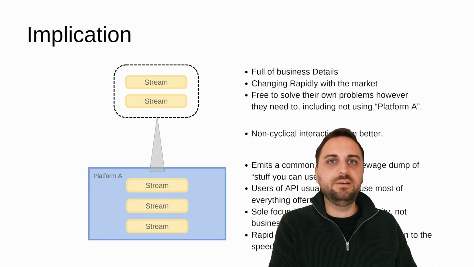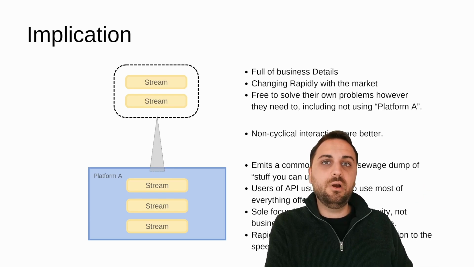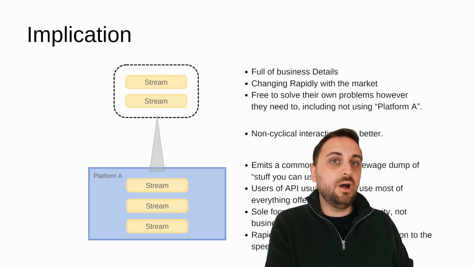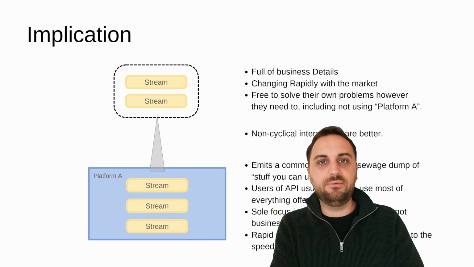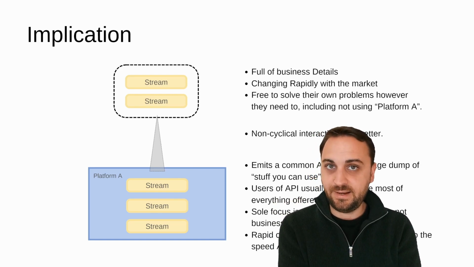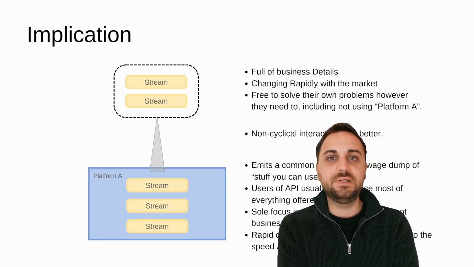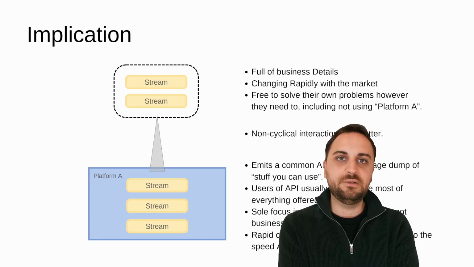So implications, right? Teams at the top focus on business details, change rapidly with the market, free to solve their own problems however they need to, including not using, and I've drawn here, platform A. So if they choose not to use platform A, they have the liberty to do that. And this is very hard for a lot of executives and directors and managers to get around, but you don't block flow if the team says this is slowing us down.